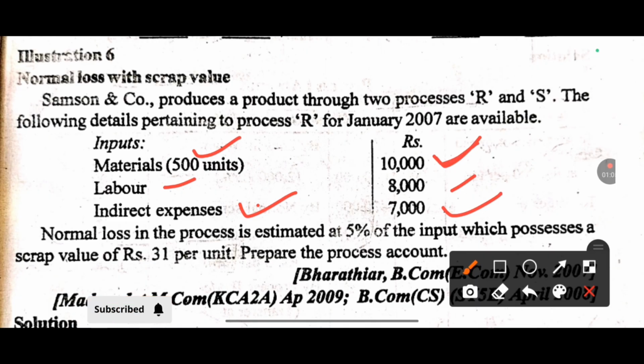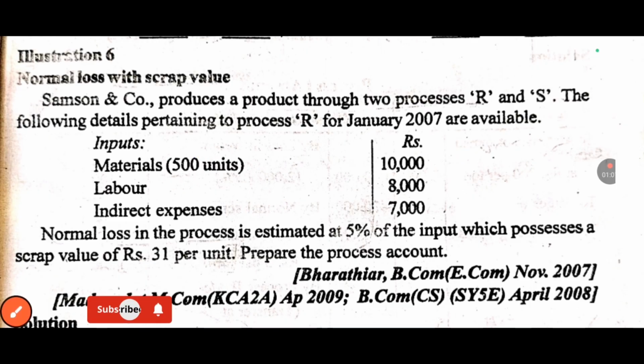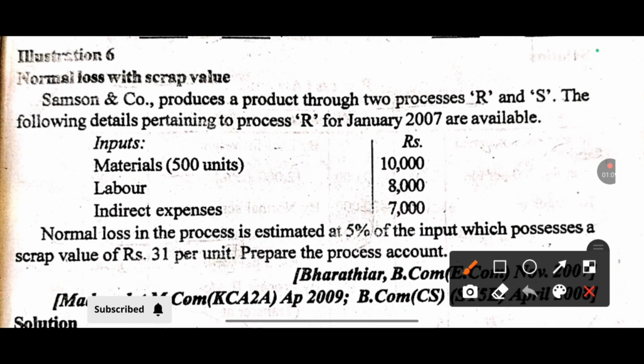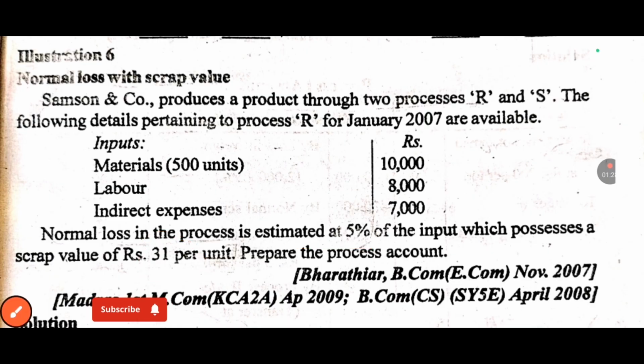Got it? Okay. Apart from that, they have given the additional information, that is normal loss in the process is estimated 5% of input, which possesses a scrap value of rupees 31 per unit. Per unit scrap value only they have given, it's 31 rupees per unit. Prepare the process account. Okay, let's understand the question.